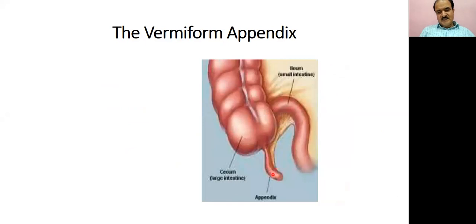So this here is the vermiform appendix. The name comes from the Latin word vermis, meaning worm, and forma, meaning form, because this structure looks like a worm. That is why it is called the vermiform appendix.